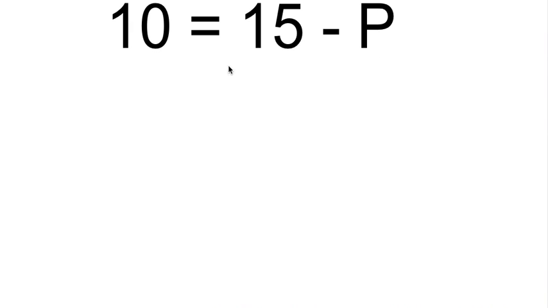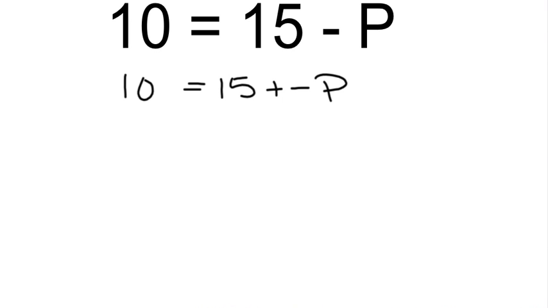Okay, this one's super, super tricky. You need to make sure you have this one in your notes. 10 is equal to 15 minus p. Well, we don't subtract in our math class, right? We add the opposite. So 10 is really equal to 15 and the opposite of p. Whatever p is, it's its opposite.